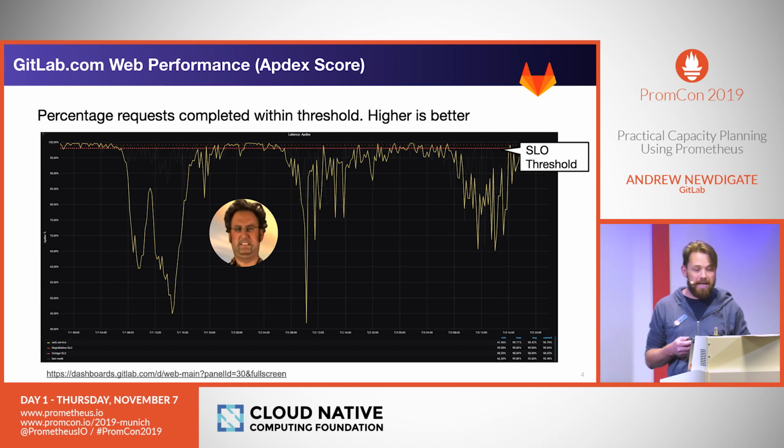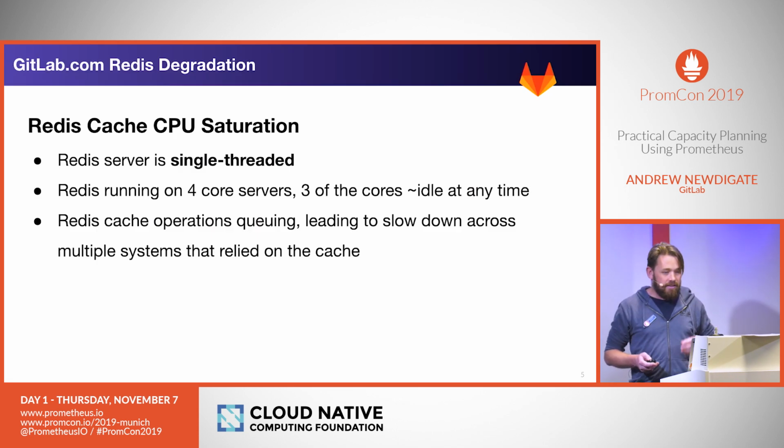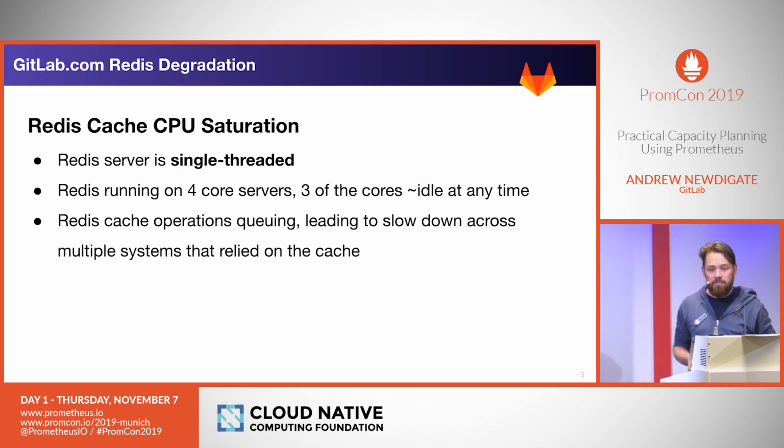What we started seeing was major slowdowns on our web endpoint. We started seeing similar slowdowns on our API fleet. Our background processing started getting really bad, and we were getting a lot of notifications and pages. So we narrowed the problem down to our Redis caching fleet.